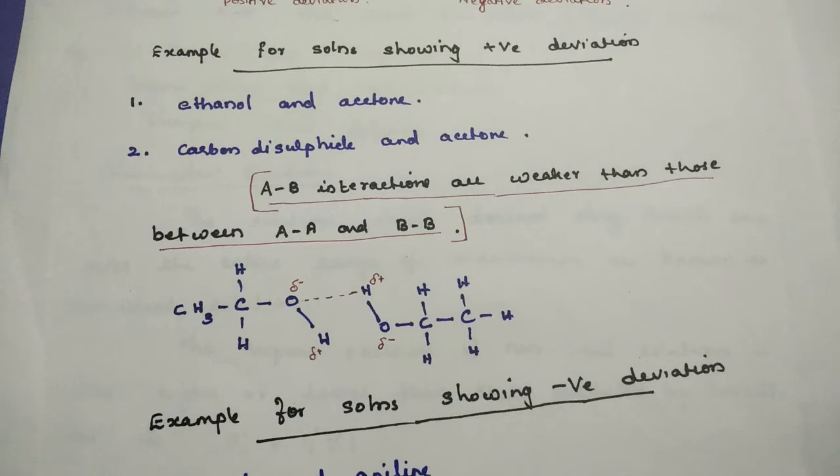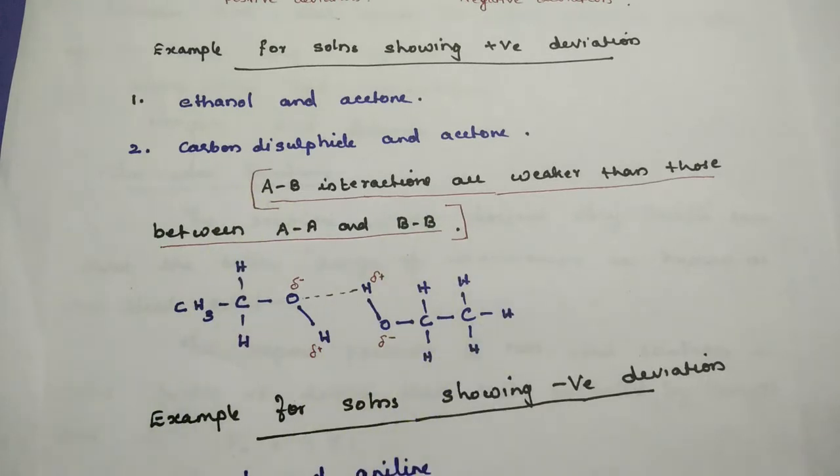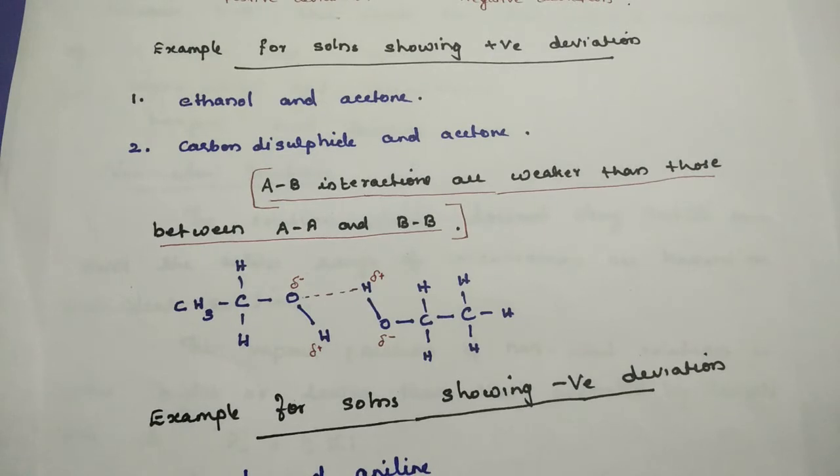That is, in the case of intermolecular attractive force, the solute-solvent AB interactions are weaker than those between solute-solute and solvent-solvent molecules, that is AA and BB molecules. This means that in such solutions, molecules of A or molecules of B find it easier to escape than in the pure state. This increases the vapor pressure, and finally it shows positive deviation from Raoult's law.